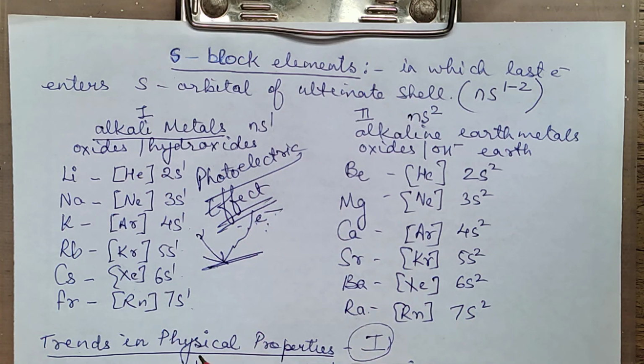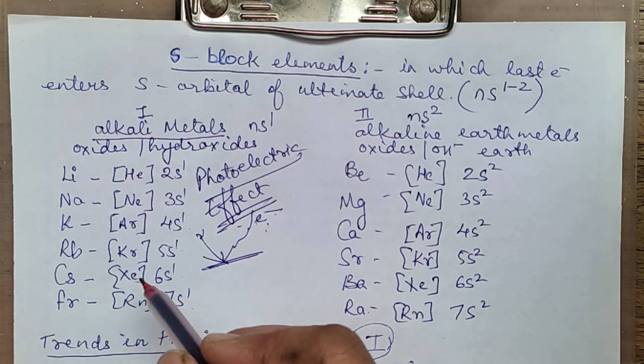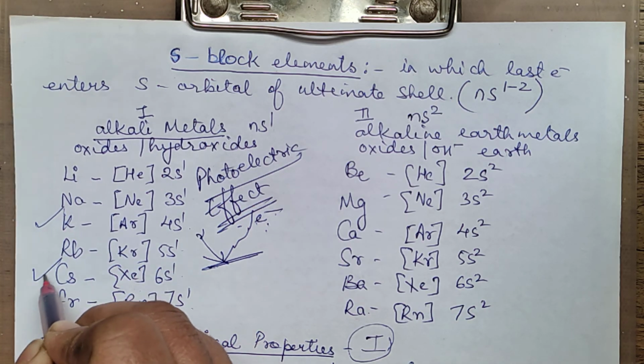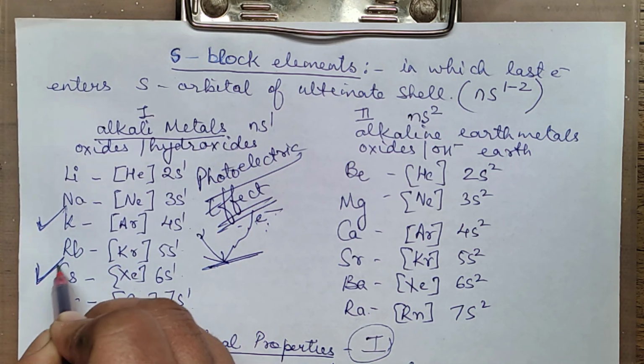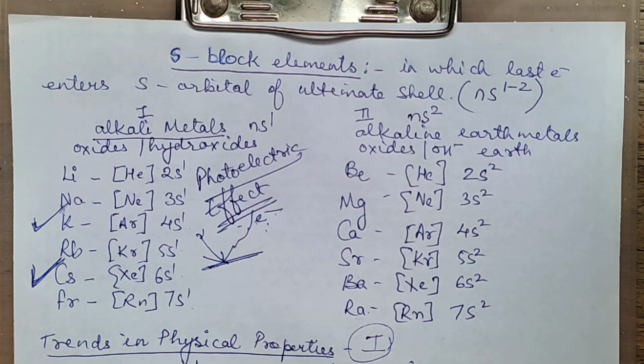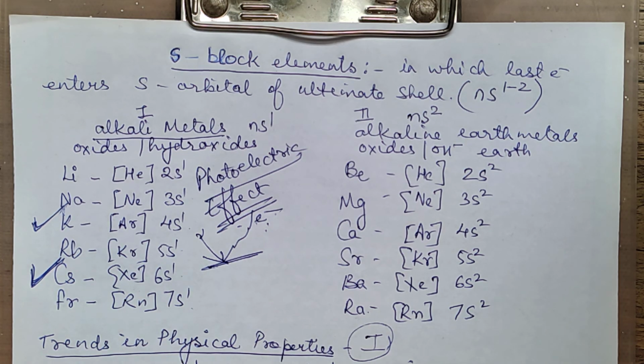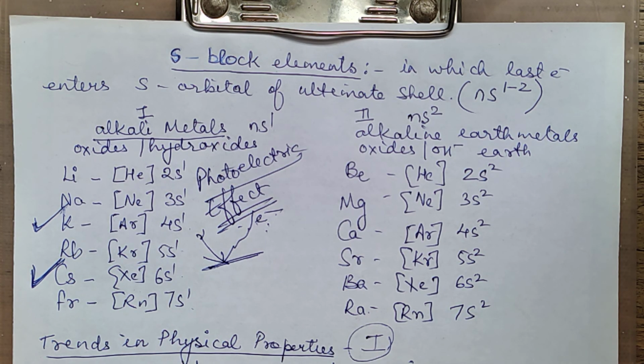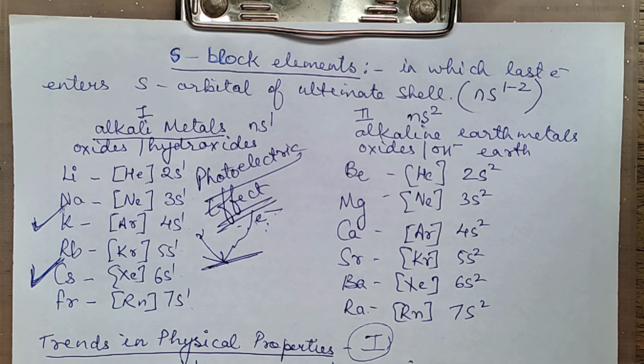Among the alkali metals, you have two elements, potassium and cesium. They are very commonly used in photoelectric cells, to exhibit this photoelectric effect. That is why they are commonly used in solar cells. I hope it is clear, whatever we have discussed, the trends in the physical properties today. Okay, so see you in the next video.